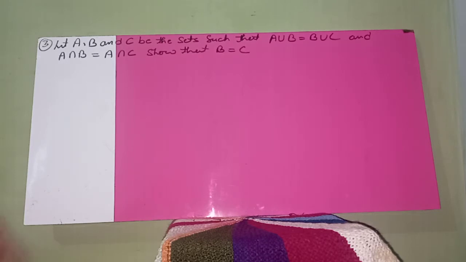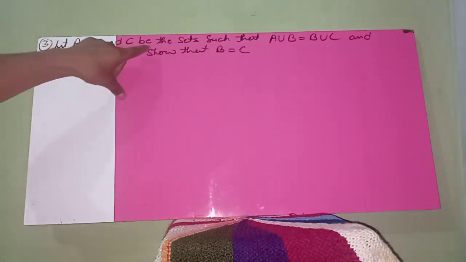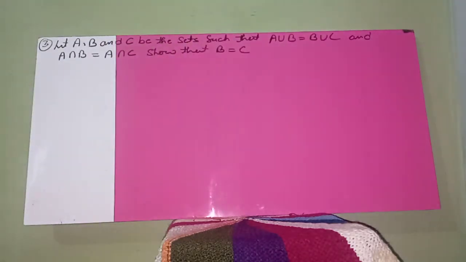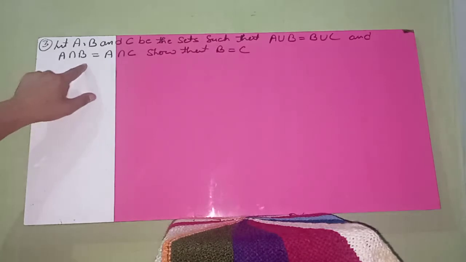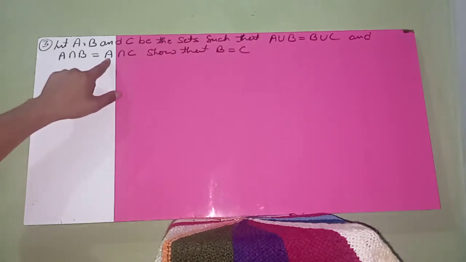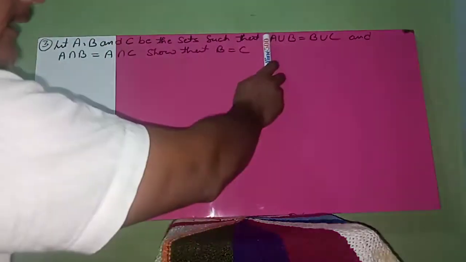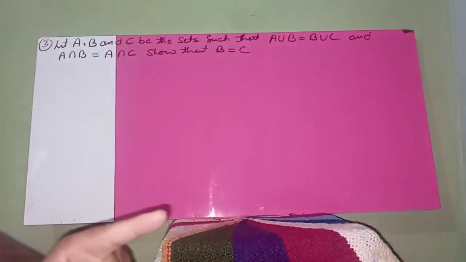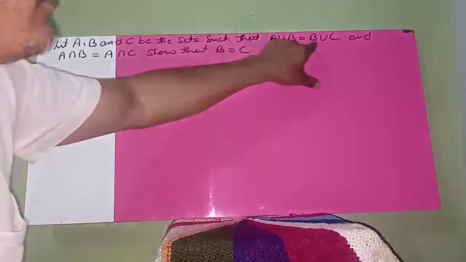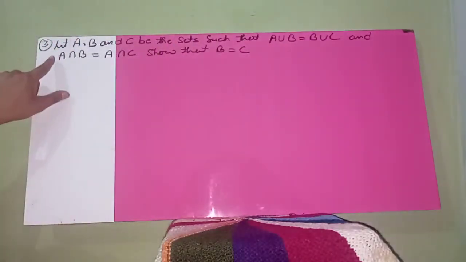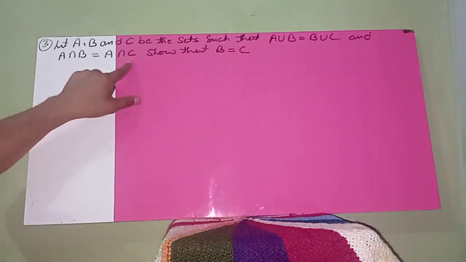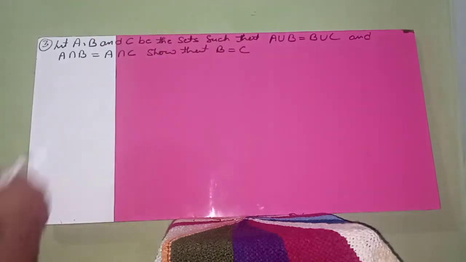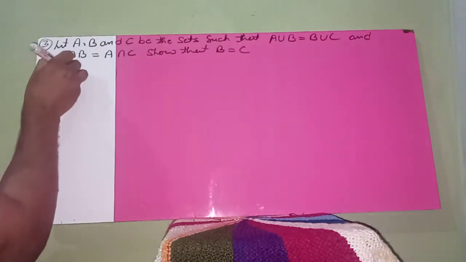So question number third says, let A, B and C be sets such that A union B equals B union C, and A intersection B equals A intersection C. It means set A union B equals B union C. I have 3 sets. Okay, which type of sets? In which A union B equals B union C, and A intersection B equals A intersection C. So we have to show that B equals C. So what is the solution of the question?